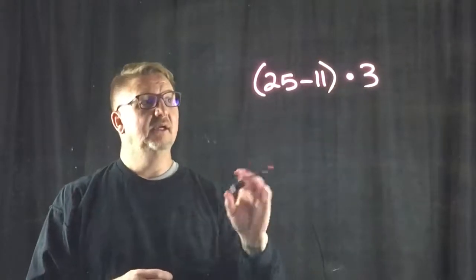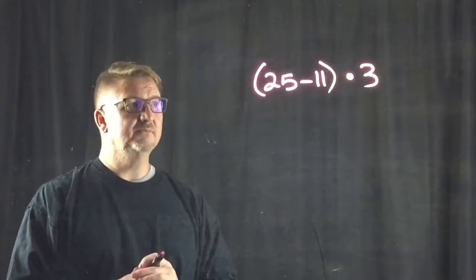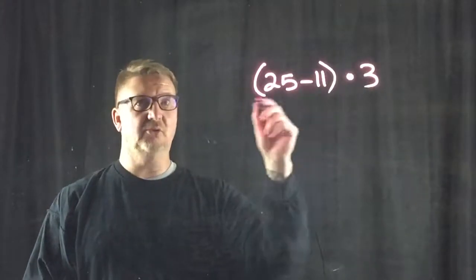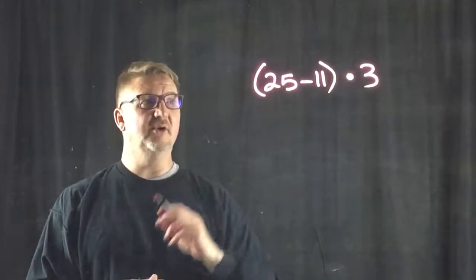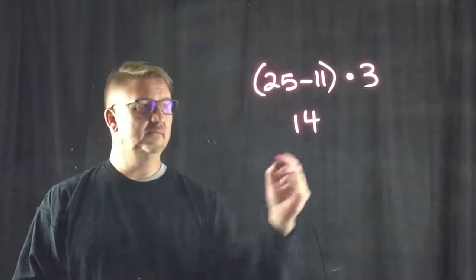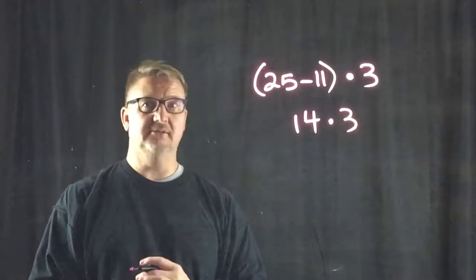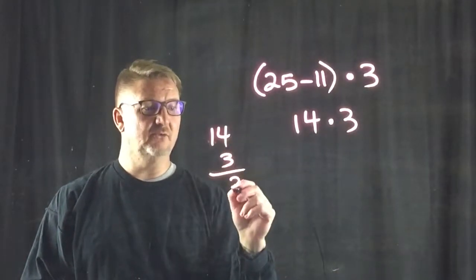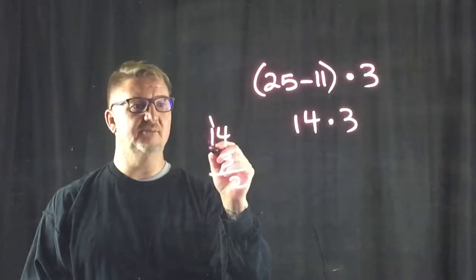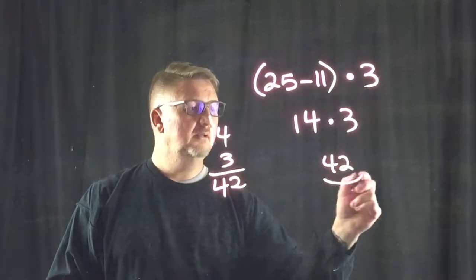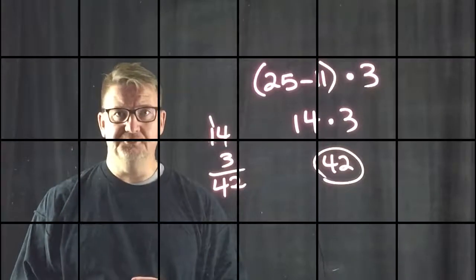Okay? And we also have parentheses in this problem. So according to PEMDAS, we do our grouping symbols first. We do our parentheses first. So 25 minus 11 is 14 times 3. All right, so I don't know my 14 times tables. 3 times 4 is 12. Carry the 1. 3 times 1 is 3. Plus 1 is 4. So my answer is 42.